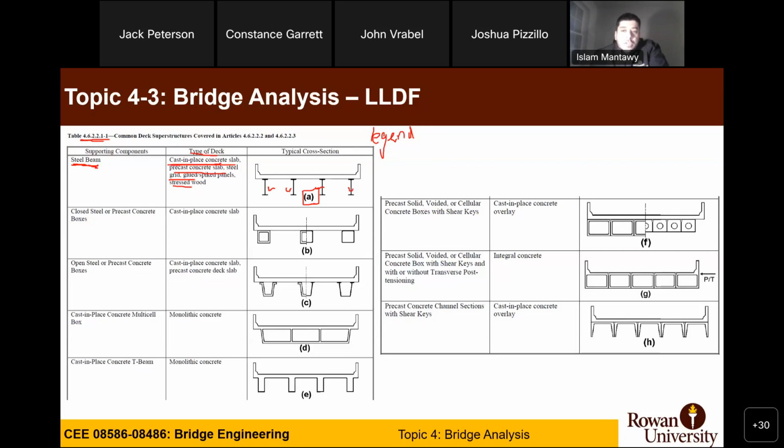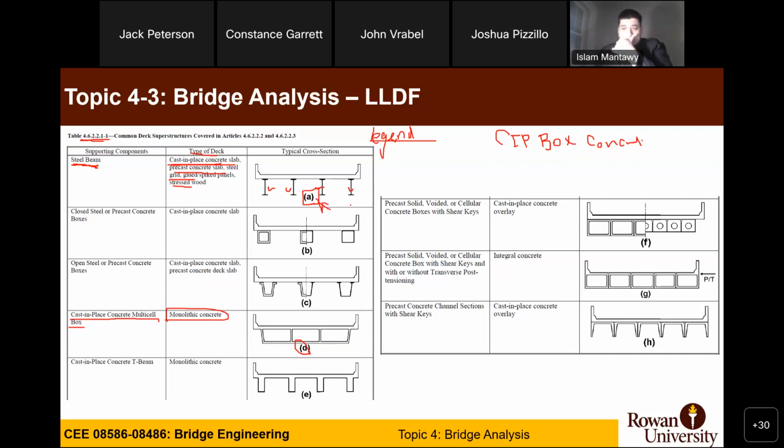If I ask you about the cast-in-place concrete box girder, which section should it be? Yes, cast-in-place concrete multi-cell box, and the concrete is monolithic, right? So the answer should be D. This is called a legend because it gives you what cross-section letter you need to use for another table.